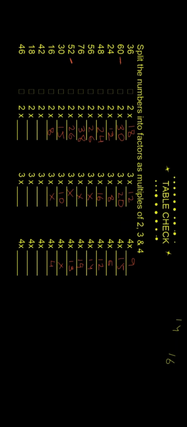42. Again, I would split 42 into 2. That would give me 21 each. Table of 3. I have seen it in the table of 3. 3 times 14. Keep the times table in front of you if you haven't internalized the numbers yet.